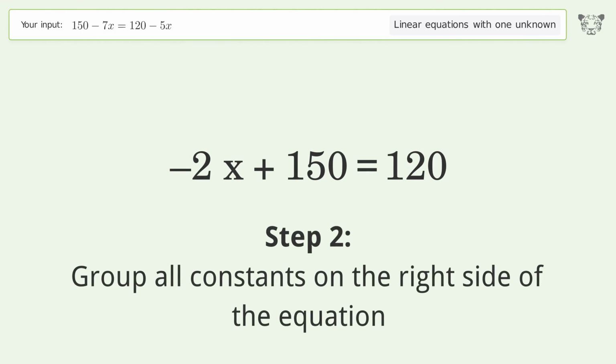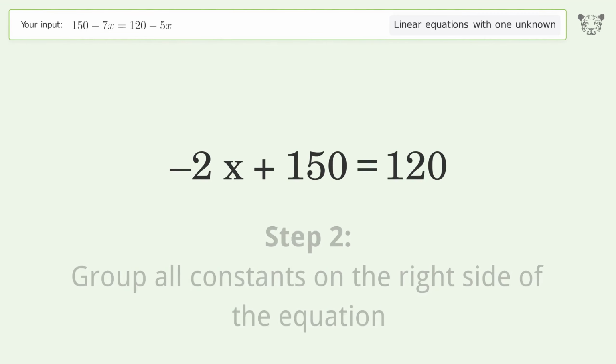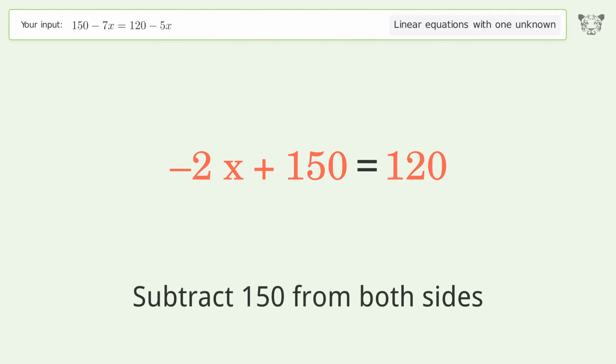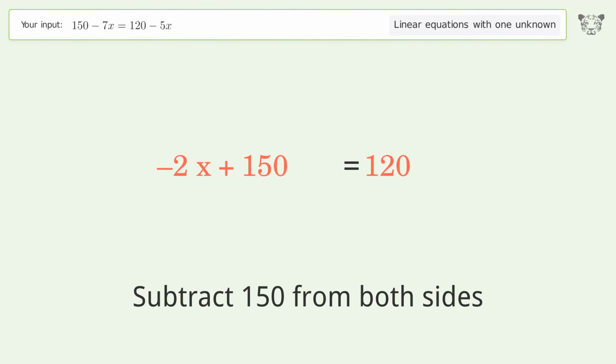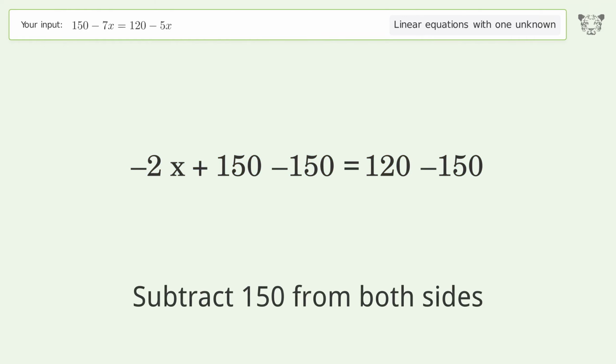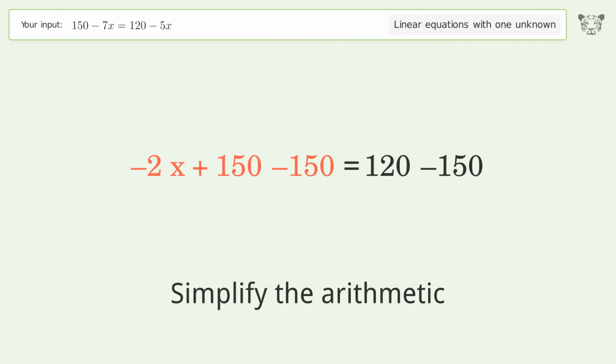Group all constants on the right side of the equation. Subtract 150 from both sides. Simplify the arithmetic.